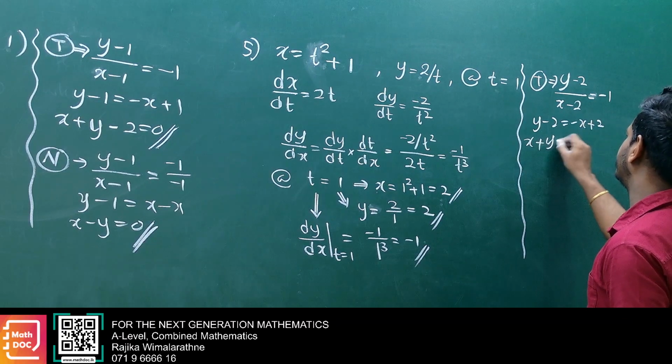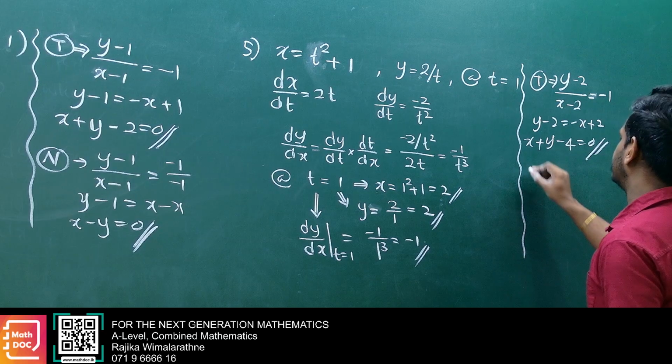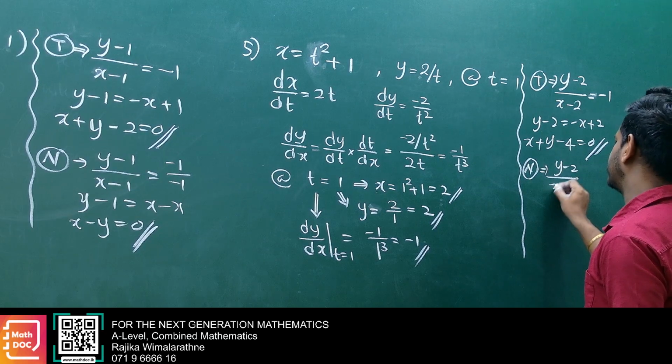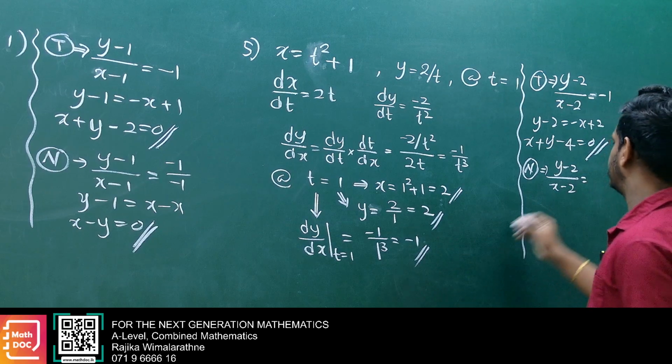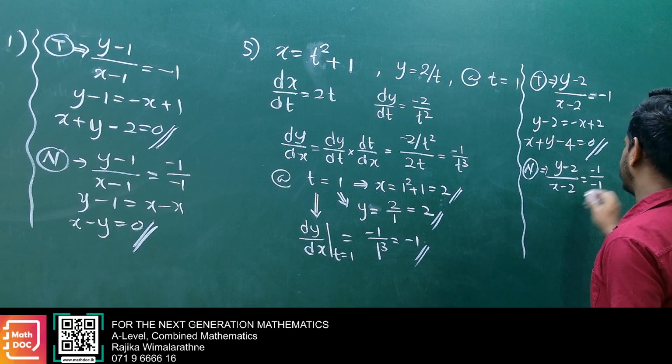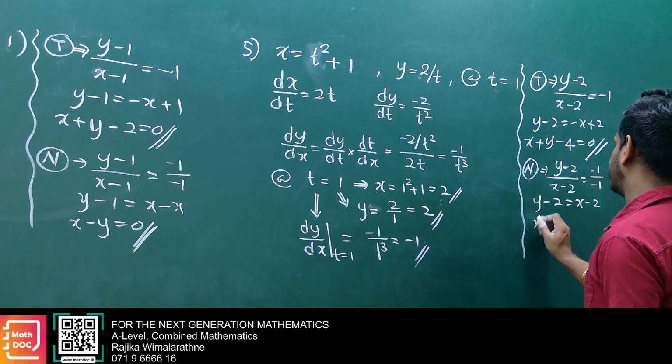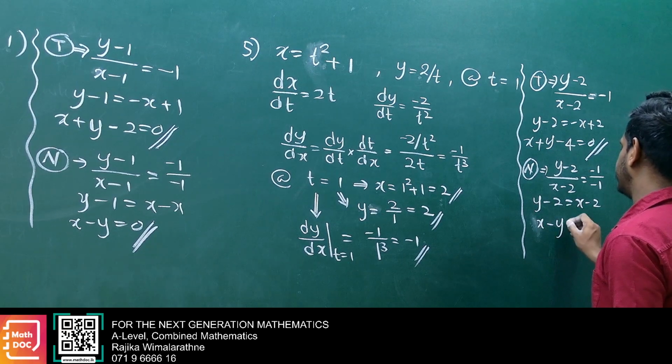x plus y minus 4 equals 0. Then the equation of the normal: y minus 2 equals (x minus 2) times the gradient, minus 1 over minus 1. So y minus 2 equals x minus 2, then x minus y equals 0.